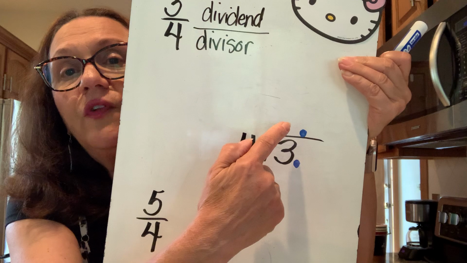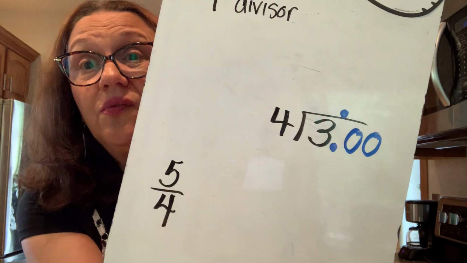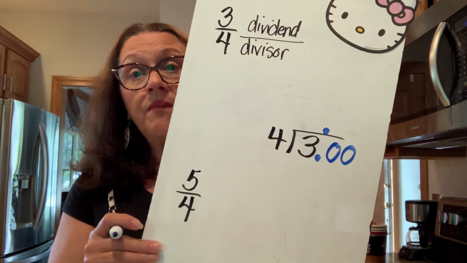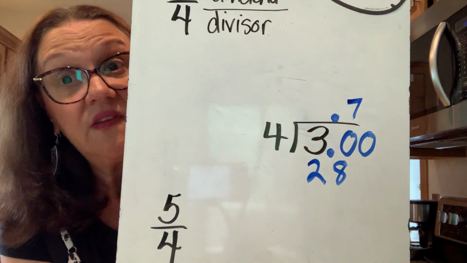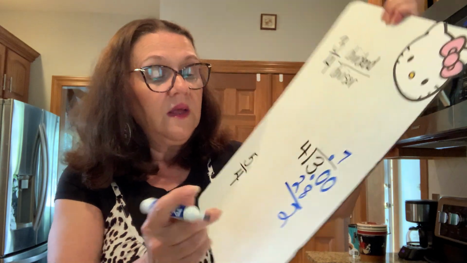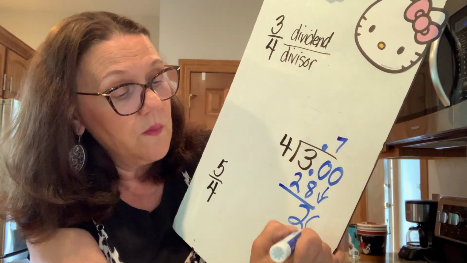Then my decimal floats up. And now I can use as many zeros as I like behind the 3 and not change the value. It's still 3, right? It's still 3. So now, how many times does 4 go into 30? Well, I know that 4 times 7 gives me 28, and that's close, right? 28. Now I subtract. Is 2 less than 4? Yes, it is. So I bring down my next 0.